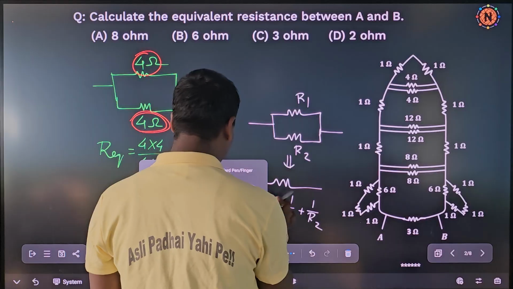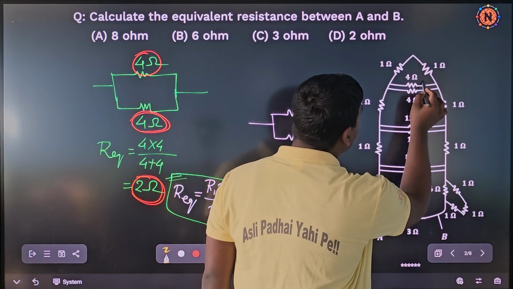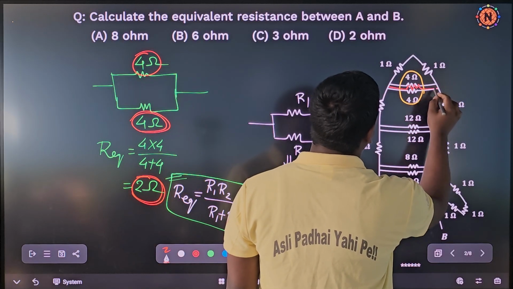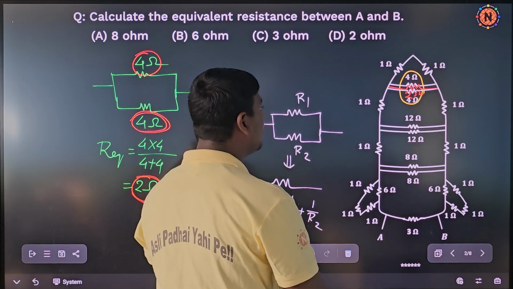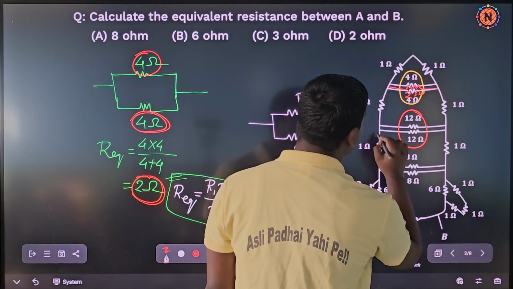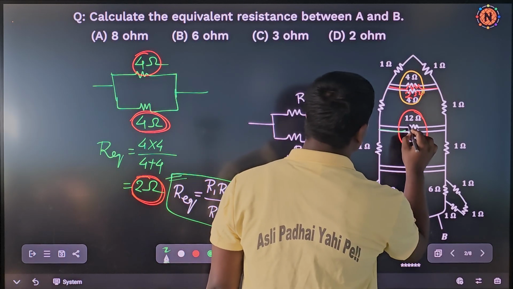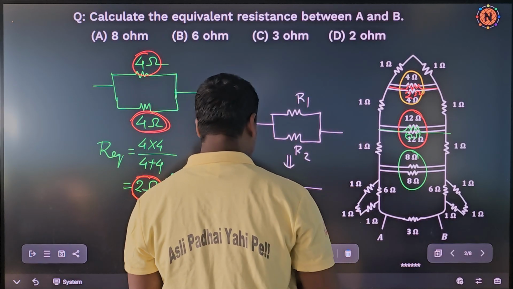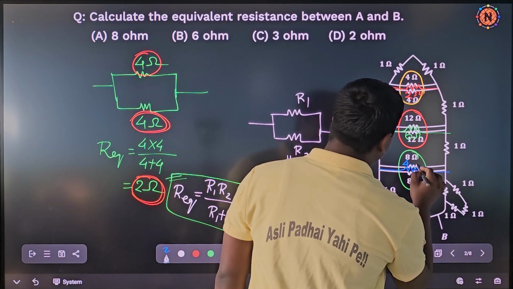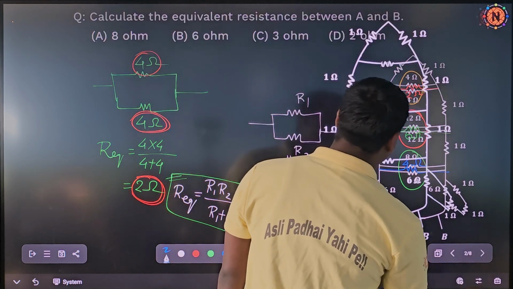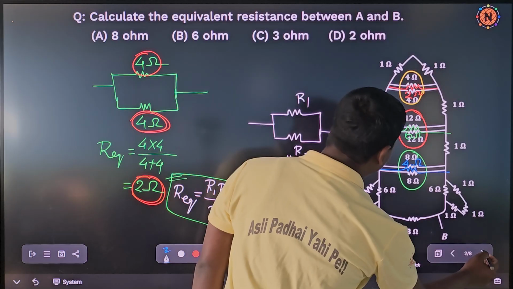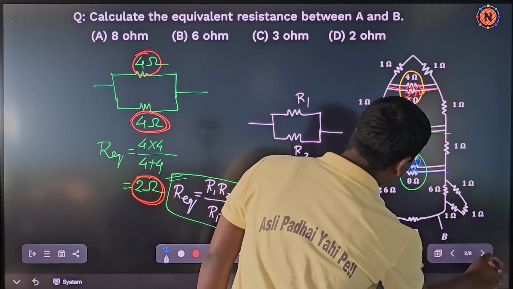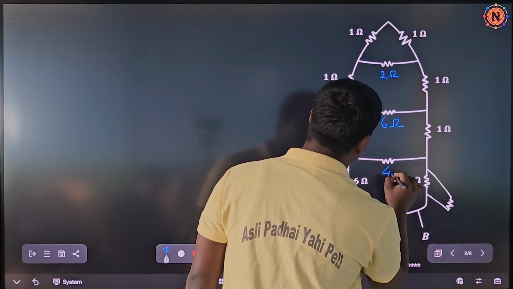Let's see. In this diagram, these 4 ohm and 4 ohm resistances are in parallel, so their equivalent resistance will become just half, which means 2 ohm. They can be replaced by a single 2 ohm resistance. Similarly, here 12 ohm and 12 ohm are in parallel, so their equivalent resistance becomes just 6 ohm. And these 8 ohm and 8 ohm resistances are in parallel, so they can be replaced by a single 4 ohm resistor. So let's draw the equivalent diagram. That will be 2 ohm, 6 ohm, and this will be just 4 ohm resistance.